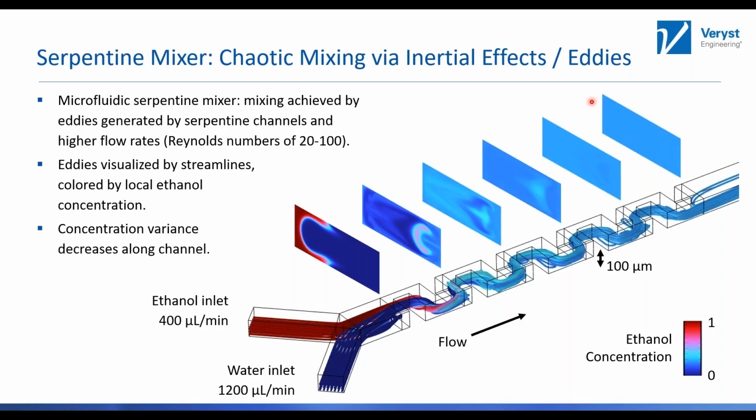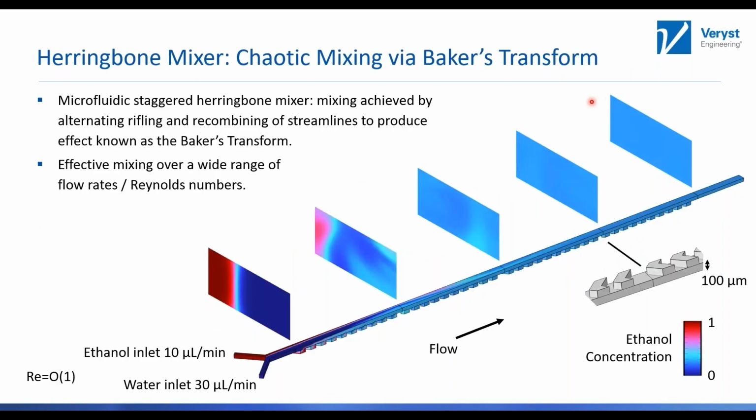It's just that inertia is important. Reynolds numbers are typically 20 to 100. But this mixer would not work well, at least in the context of mRNA vaccine production, at lower flow rates and lower Reynolds numbers. You need those eddies to form, and that's not going to happen in this case at the lower flow rates.